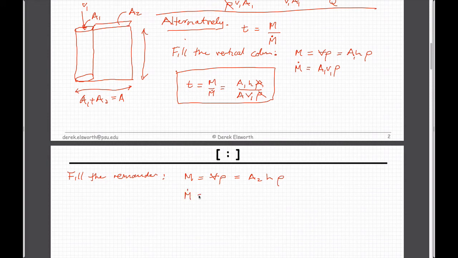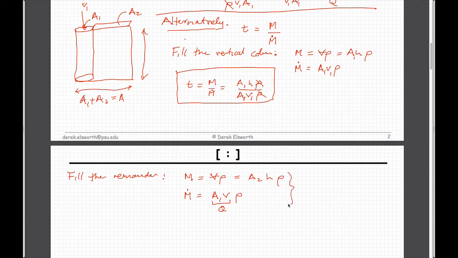The mass rate has to equal what? There's no fluid coming in here, but there is fluid coming in through here. So the mass rate should be nothing different from before. It should be equal to the, this is A1, right? Okay. So the mass rate is going to be equal to the area 1, its velocity. So this is equal to Q, right? And multiplied by density.